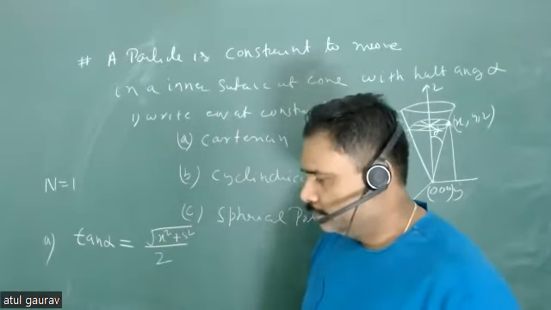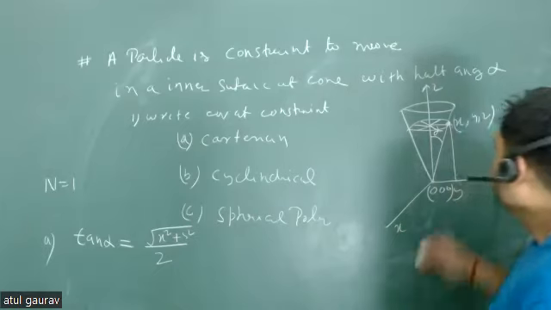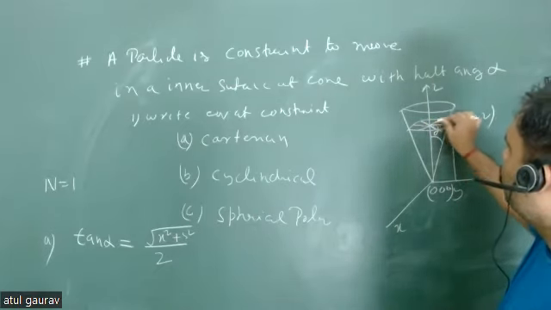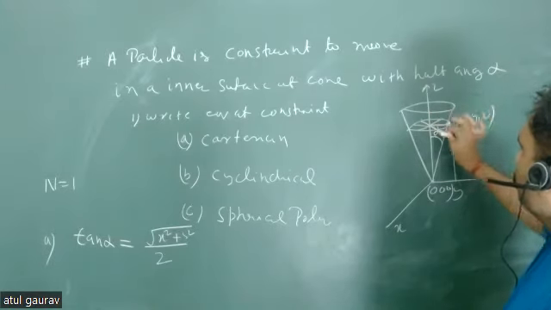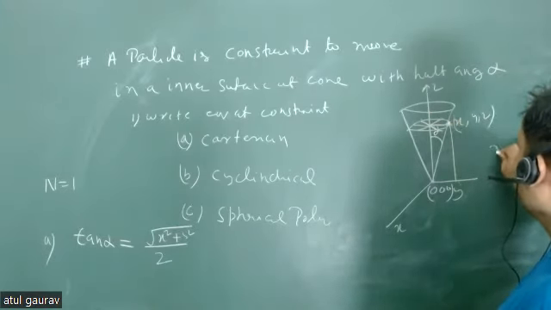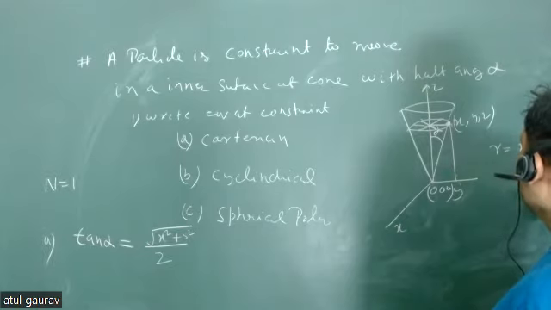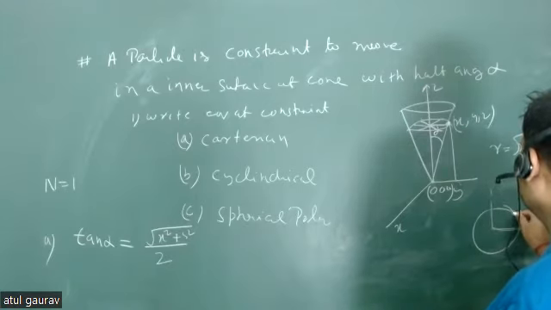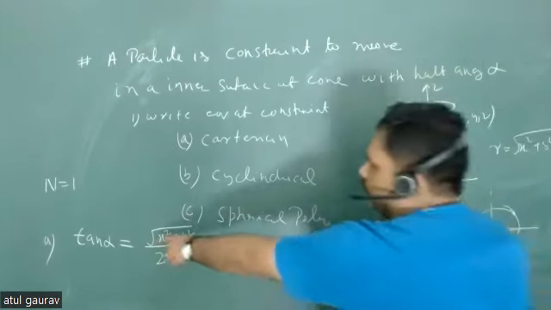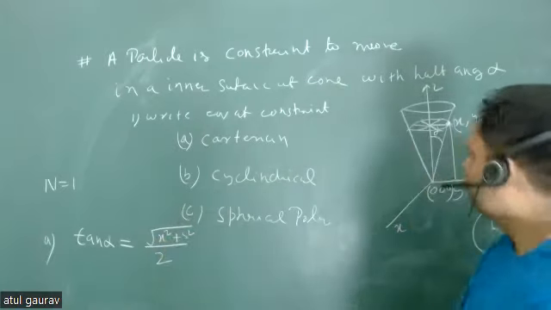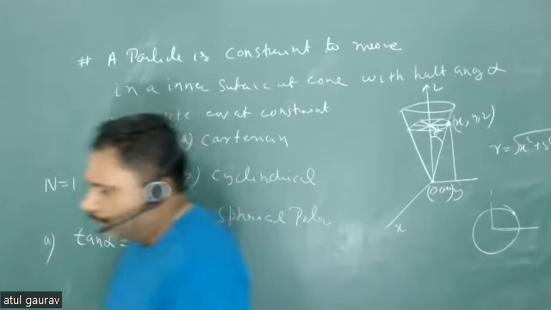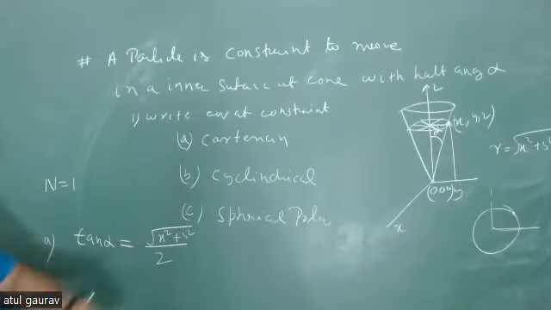Sir, can you explain once more that distance? What is this distance? This is the radius. Are you getting my point? Yes, sir. Okay. So what will be the radius? R is root of x square plus y square, if something is moving in a circle in the xy plane, isn't it? Yes, sir. So this is your R. Okay, thank you, sir.